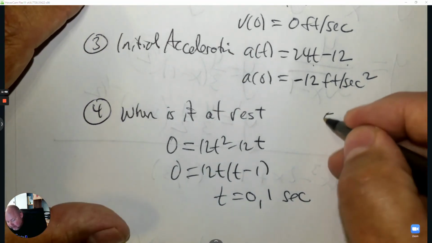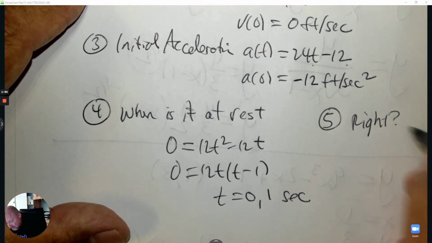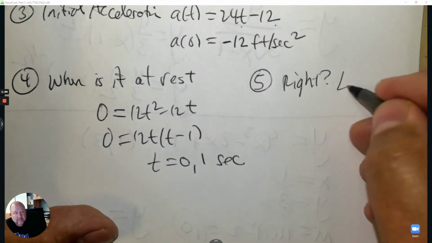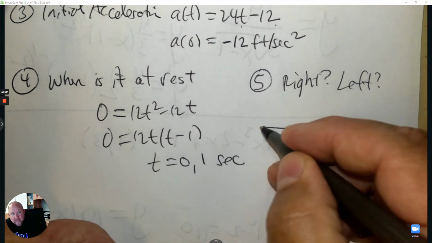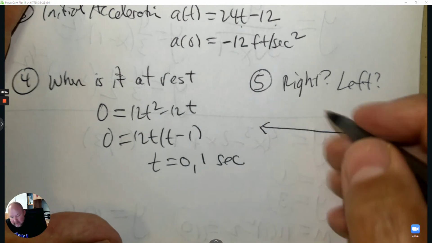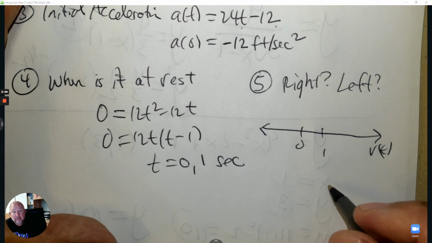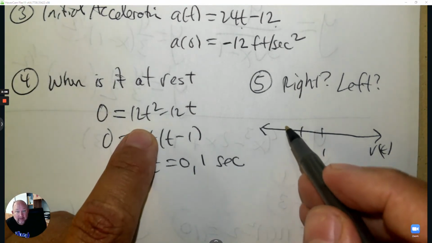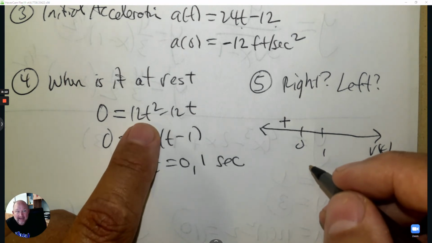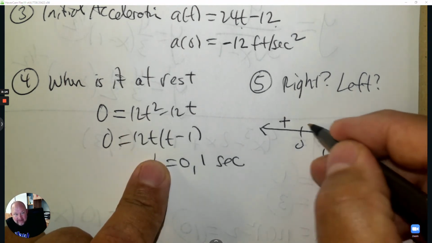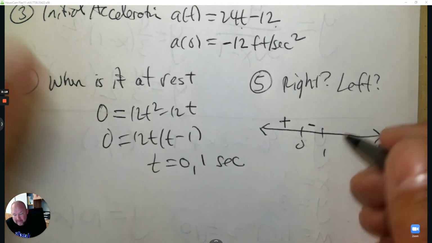If I want to know when it's moving to the right or to the left, I would draw a number line. And on that number line, I would put 0 and 1 for the velocity. And then I would plug in numbers into the velocity. So if I plugged in a negative number, the answer is positive. If I plugged in 1/2, believe it or not, it's negative. And if I plugged in a number bigger than 1, like 10 or 20 or 50, it's a positive answer.